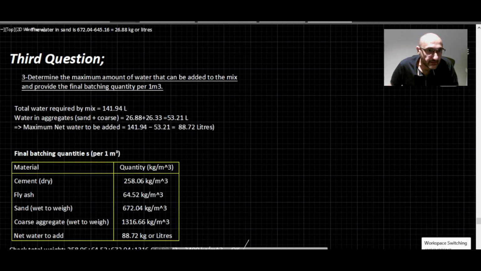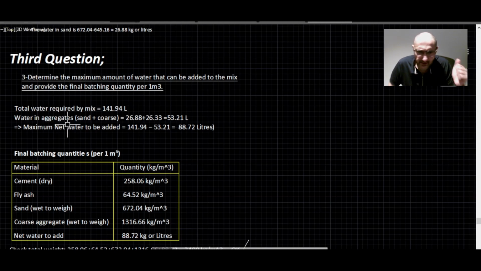Alright, let's get on to the third question. Determine the maximum amount of water that needs to be added to the mix and provide the final batching quantity per meter cube. This is the maximum amount of water to ensure that we don't exceed the water cement ratio of 0.55.